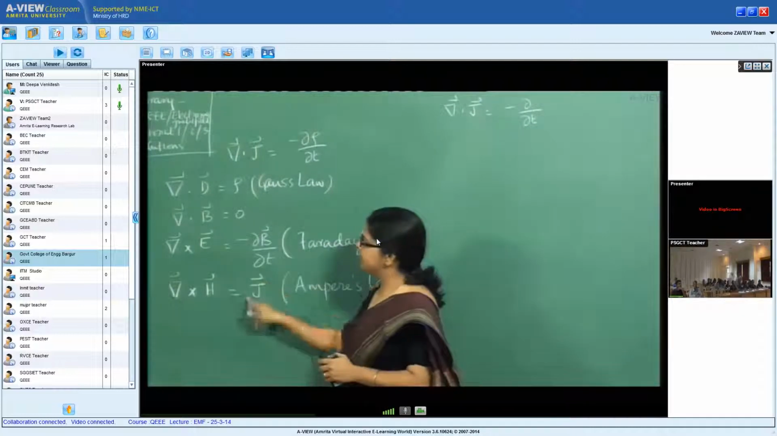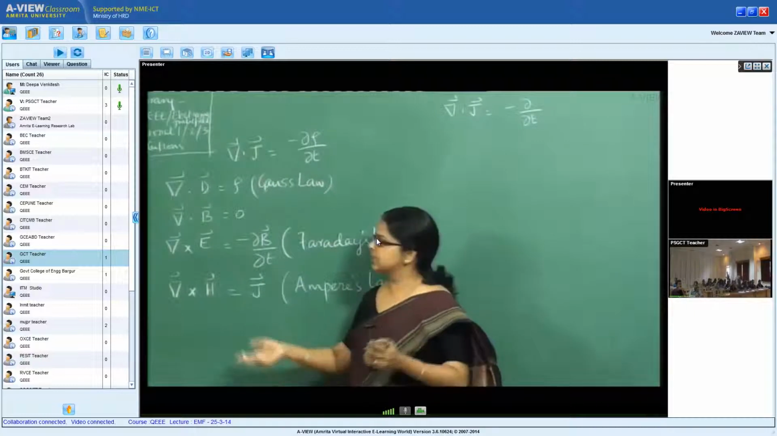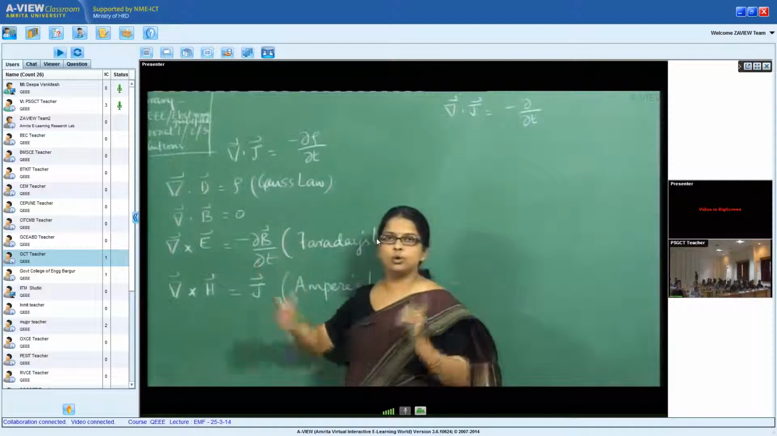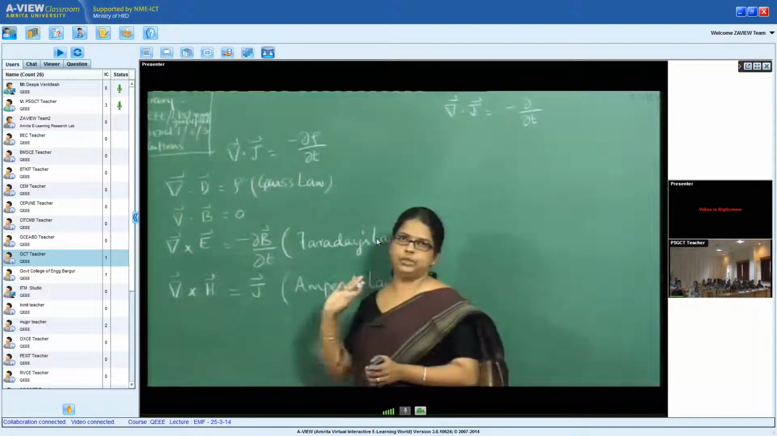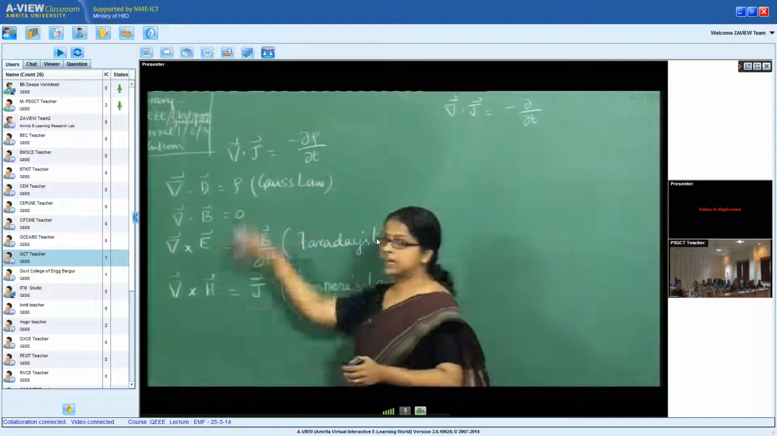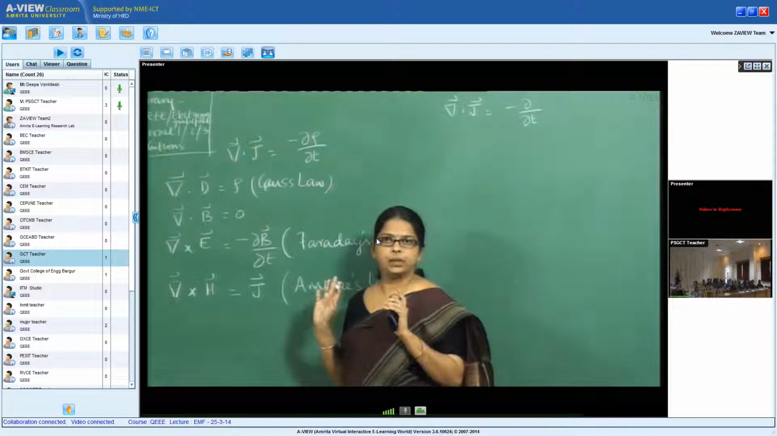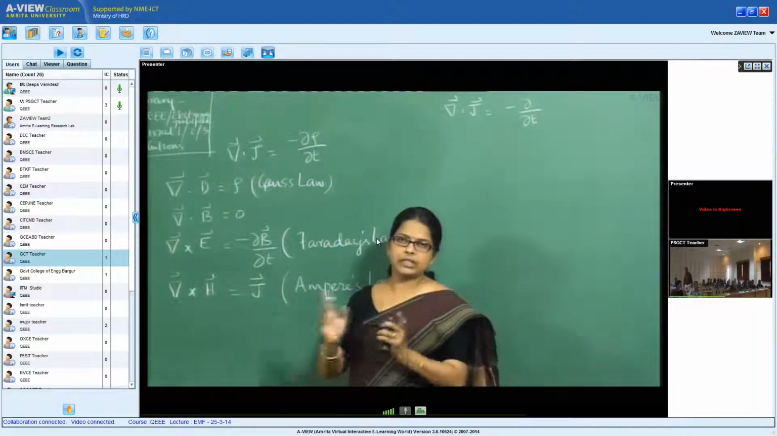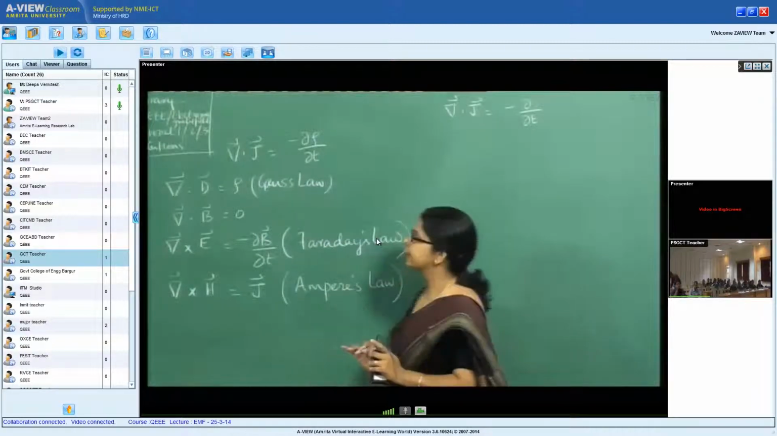Because when we derived each of them, we never put a constraint that divergence of D is rho only under this condition. No, all these are universally true, which means they have to be consistent with each other. They were derived independently. Now is there an inconsistency? That is the question. We are now checking whether they are consistent with each other or not.